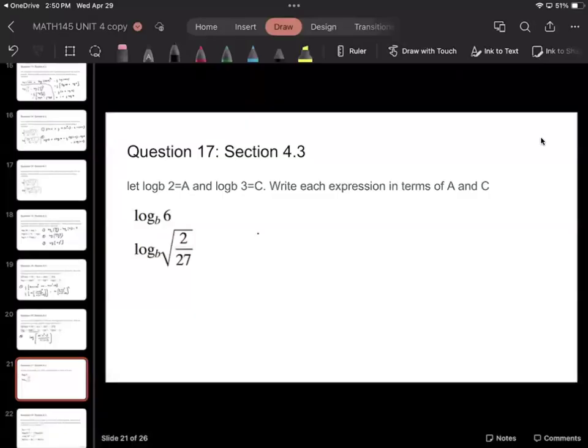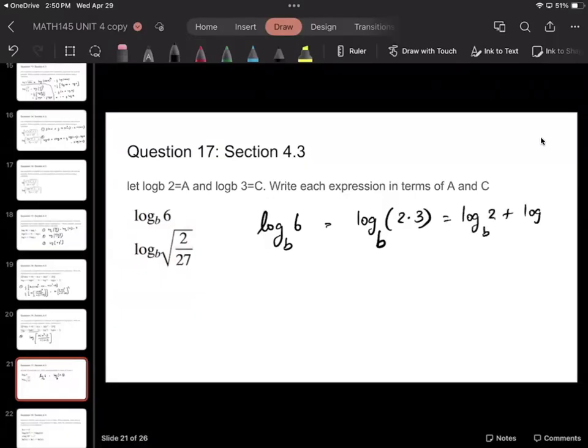So log base b of 6 can be written as log base b of 2 times 3, right? 6 is 2 times 3. So this is log 2 plus log 3. Now, what is log 2 according to them? It is a, and this is c. So this is a plus c.